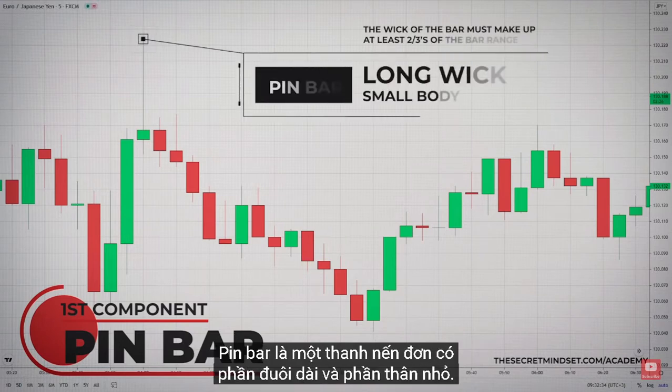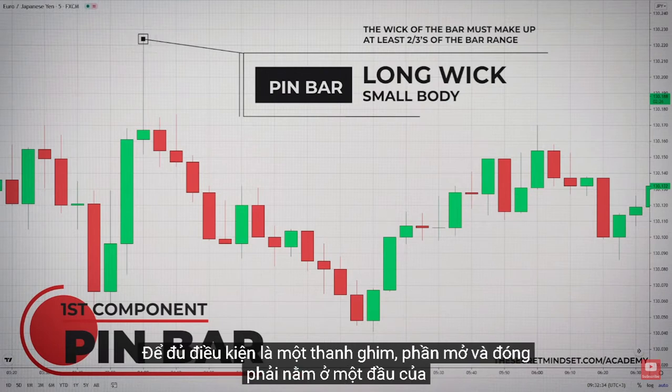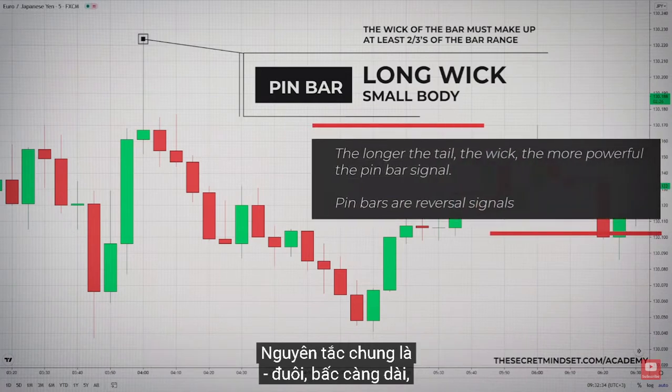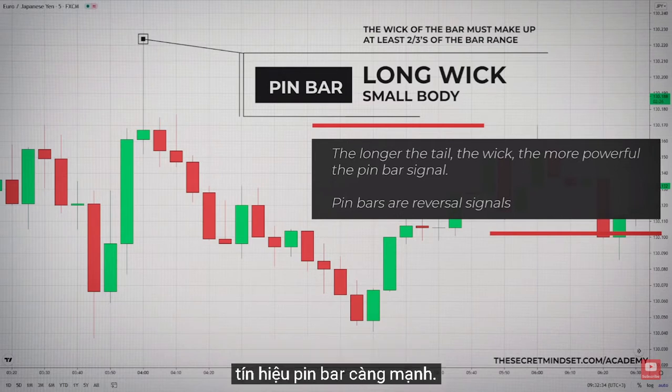A pin bar is a single candlestick that has a long tail and a small body. To qualify as a pin bar, the open and close must be situated at one end of the bar's range, and the tail of the bar must make up at least 2/3 of the bar's range. The general rule of thumb is, the longer the tail, the wick, the more powerful the pin bar signal.